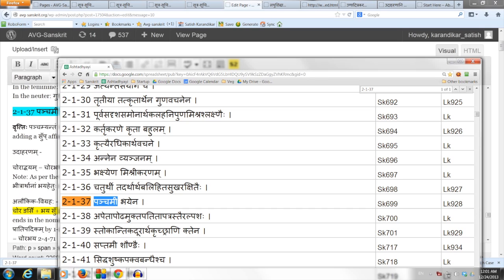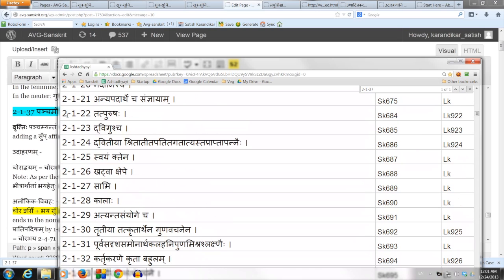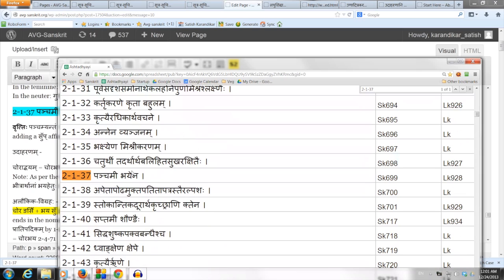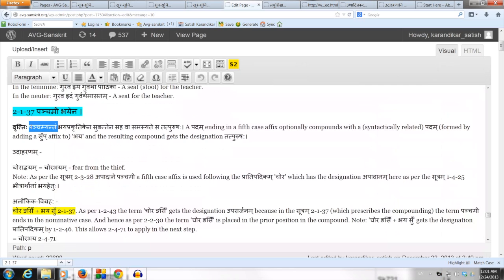Let us now move on to discuss the Panchami Samasaha. Sutram here is 2.137. It reads Panchami Bhayena. We are of course in the Adhikara of Tat Purushaha, which runs from 2.122 down to 2.222. So this Sutram prescribes a Tat Purusha Samasaha.